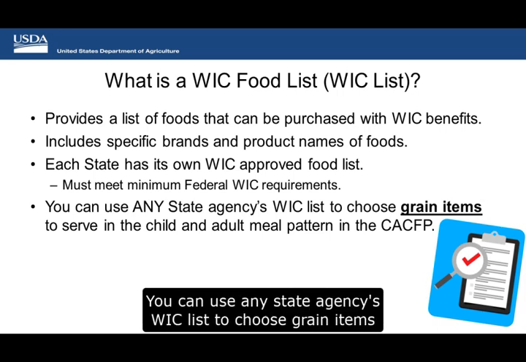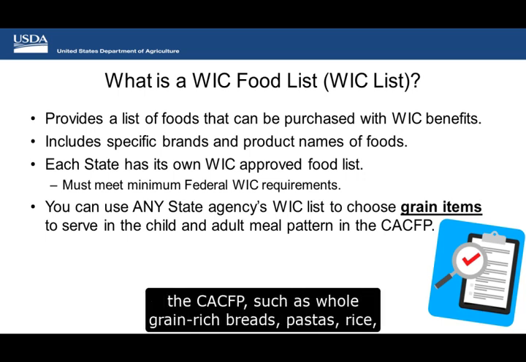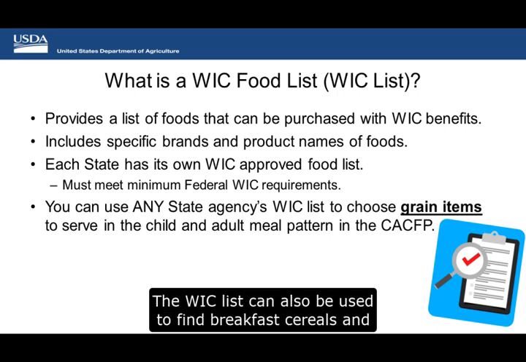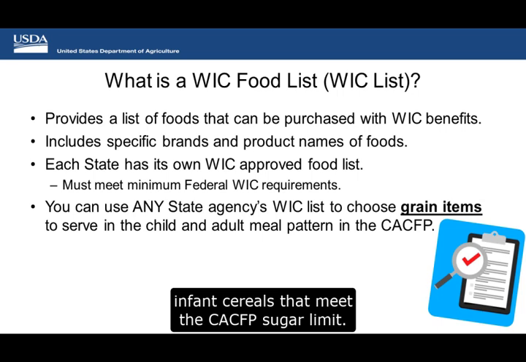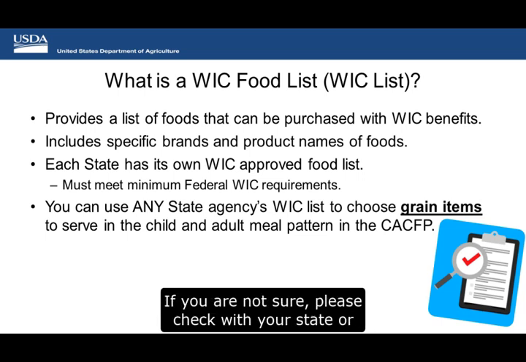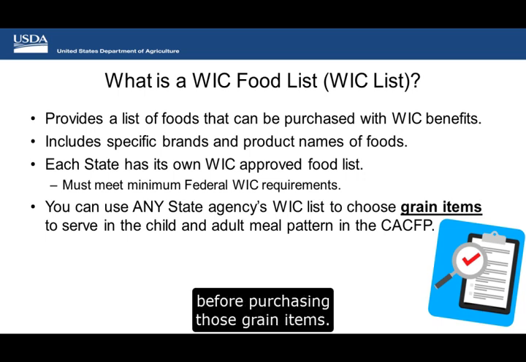You can use any state agency's WIC list to choose grain items that can be counted towards a reimbursable meal or snack in the CACFP, such as whole grain rich breads, pastas, rice, and tortillas. The WIC list can also be used to find breakfast cereals and infant cereals that meet the CACFP sugar limit. Some states may require that you only use your state's list, so if you are not sure, please check with your state or sponsoring organization to see which state's WIC list to use before purchasing those grain items.